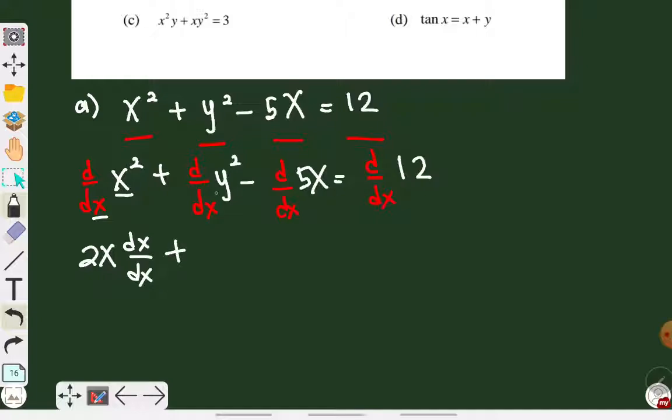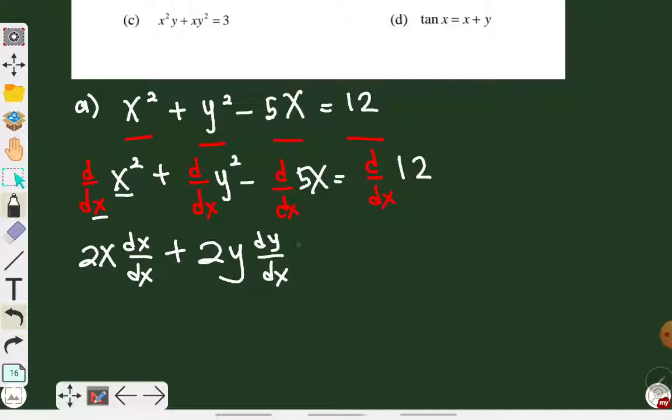Plus, how to differentiate y squared? Differentiating y squared is very simple. You just differentiate using the power rule, the same way you differentiate x squared. So you have 2y. Careful, though: now you have it in terms of y, so this is dy dx.